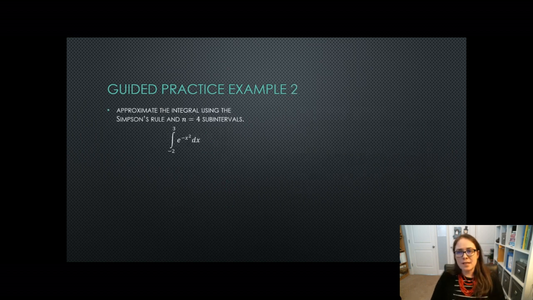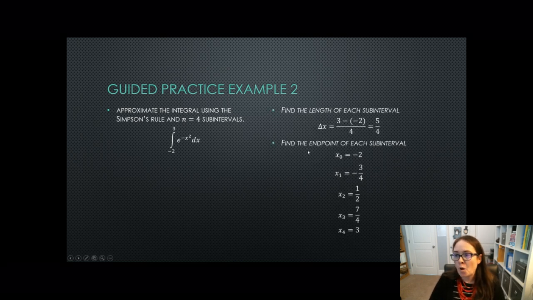Okay, so let's take the same example and now do Simpson's rule instead. We've got the same interval, same function, only now I'm doing Simpson's rule. So all the initial work is the same. The delta x is exactly the same. The subinterval endpoints are exactly the same. The only difference now is I don't need those midpoints anymore that I had to calculate with the last one. And the formula is a little different.